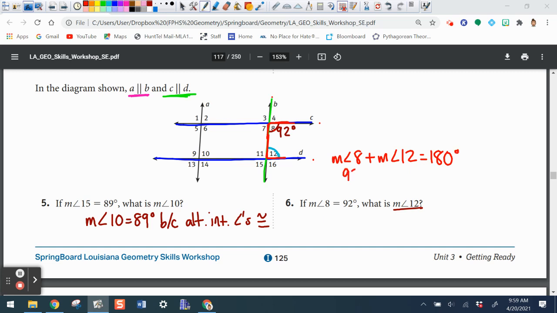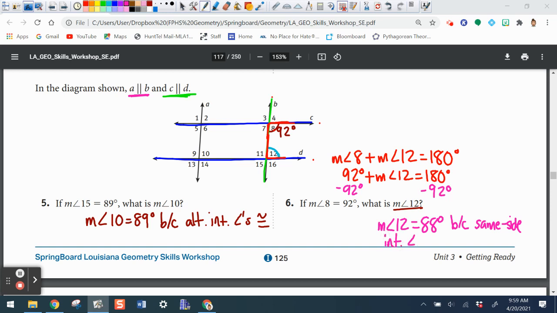So if the measure of angle 8 is 92 degrees, it's just a simple equation, although most students are probably not writing it as an equation, but it's great practice here, especially when a lot of the other skill lessons require it. To solve for the measure of angle 12, we're going to subtract 92 degrees from both sides. So the measure of angle 12 is 180 degrees minus 92 degrees, and that is 88 degrees. And again, they don't ask us to justify, but we'll mention that because same side interior angles are supplementary.